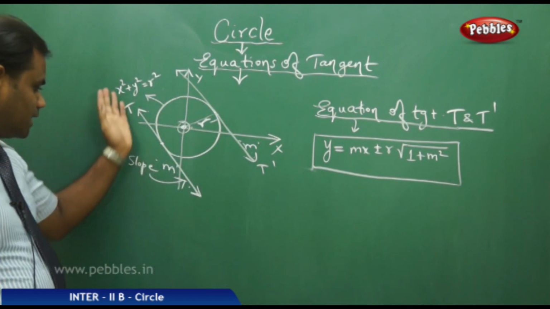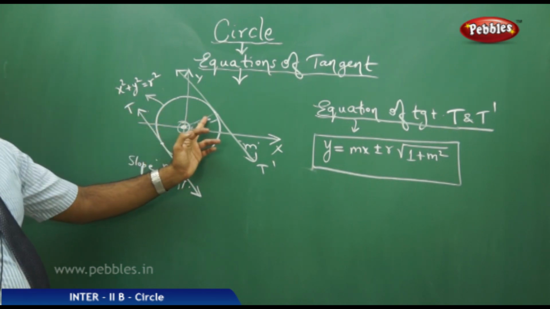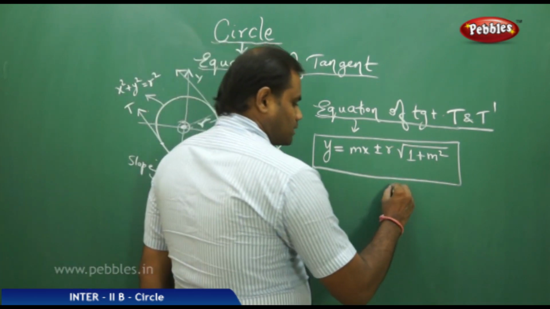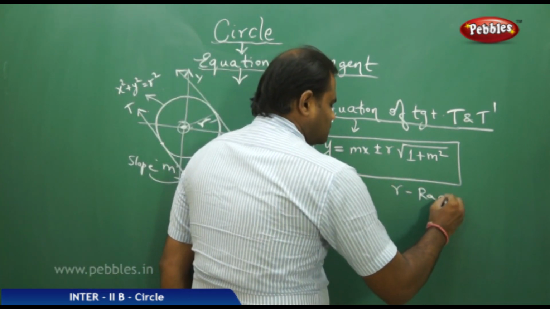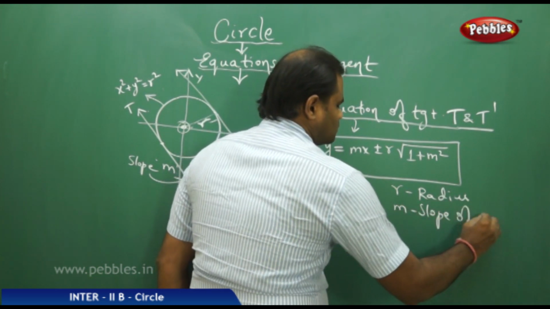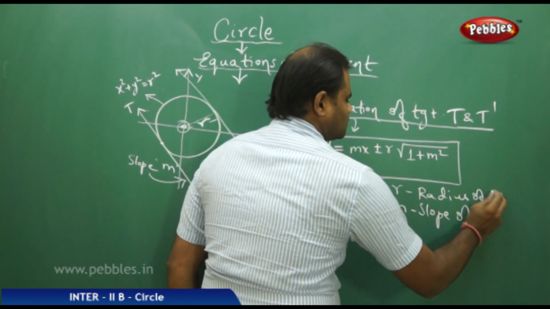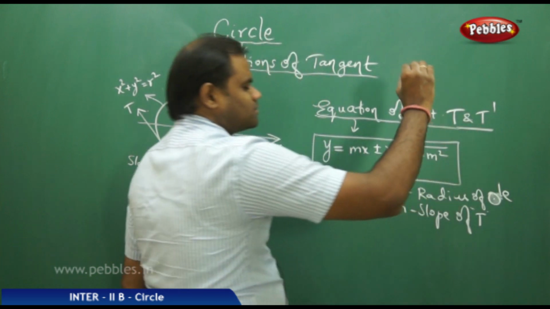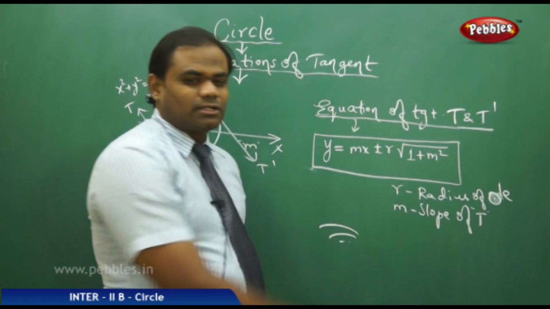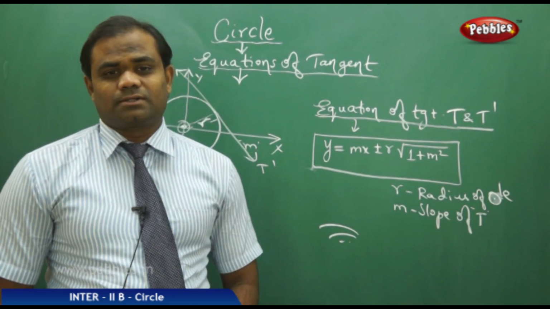So when I have a tangent whose slope is known, then for this circle with center origin and radius r, I can find the equation of tangent, where m is the slope and r is the radius. It's the radius of the circle, and this is the slope of t. This is how we understand the formulae connected with finding equations of tangents.